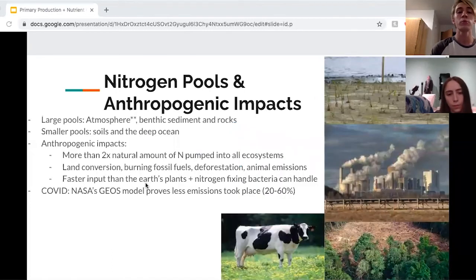The Earth's largest pools of nitrogen are the atmosphere, benthic sediments, and rocks. Smaller pools of nitrogen include soils and the deep ocean. Human activity has greatly disturbed the natural progression of the nitrogen cycle.